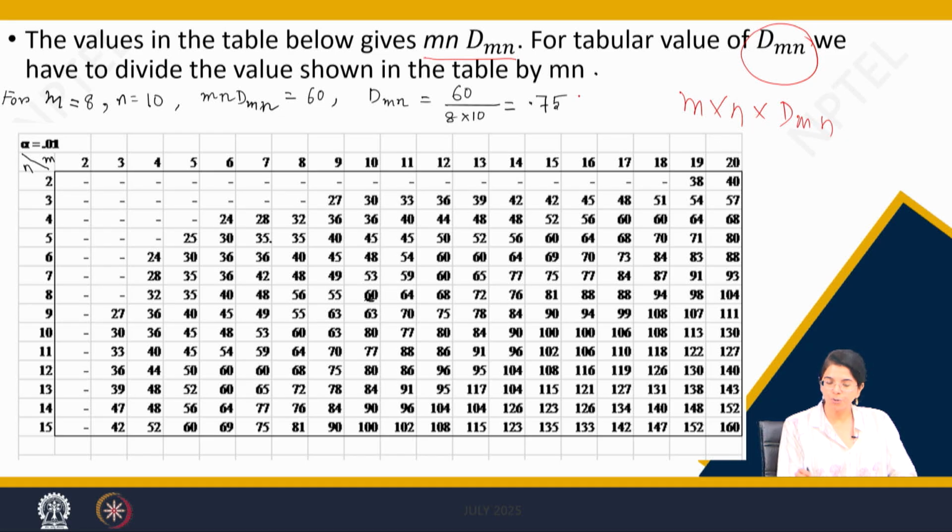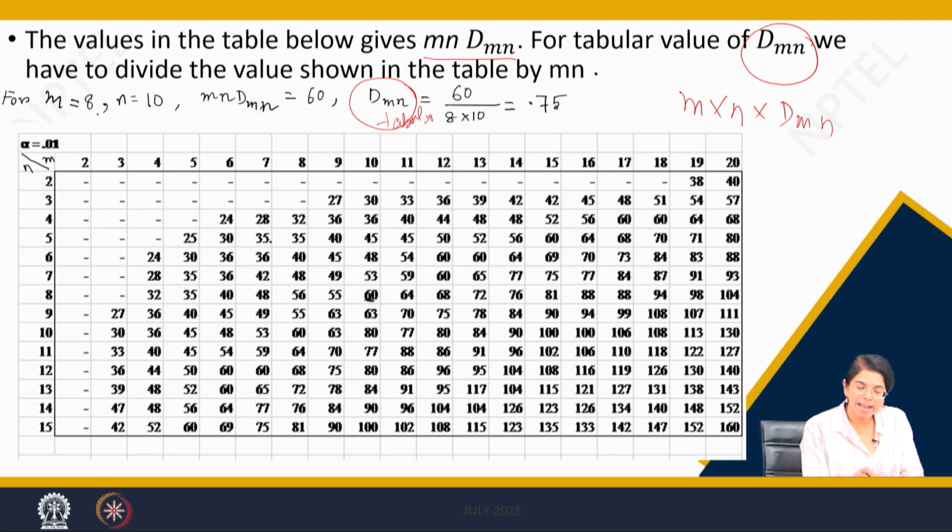So what you need to do to figure out dmn tabular, you have to find out the value from the table and then divide it by the corresponding number of samples from the first observation and the number of samples from the second batch, second observations. Okay, so let's take one quick example so that consulting the table will be easier for you.